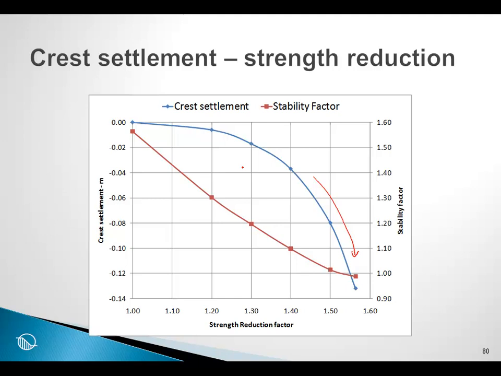The advantage of having slope and sigma is that we can also compute the factor of safety at the same time. This is the factor of safety scale here, and notice that with no strength reduction we had a factor of safety of approximately 1.56. The factor of safety decreases as we reduce the strength, and when we reach a factor of safety of 1, interestingly enough, we get the maximum reduced strength.